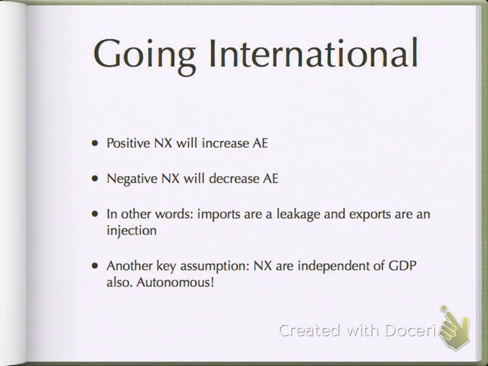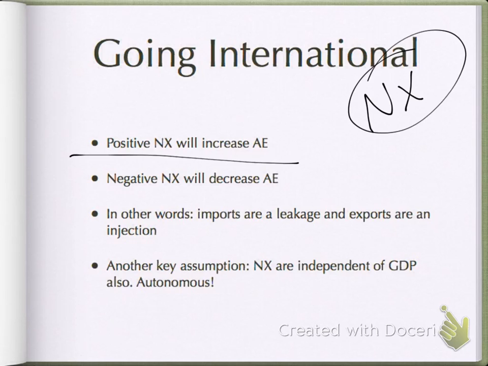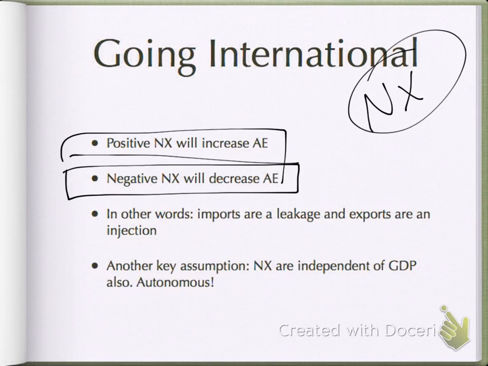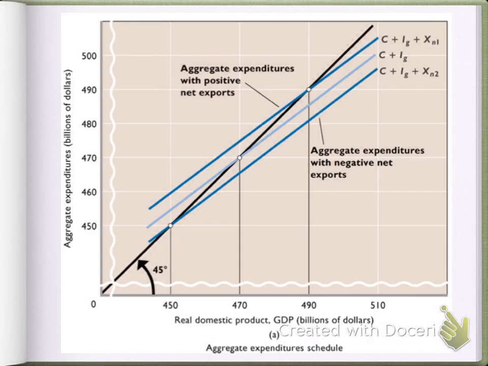So before we just had C and I, now let's add the rest of the world, right? Positive net exports, meaning we export more than we import, are going to increase aggregate expenditures. If we import more than we export, that will decrease aggregate expenditures. So, in Keynesian language, imports are a leakage, exports are an injection. Just like savings, we're going to say ceteris paribus, they're independent of GDP.